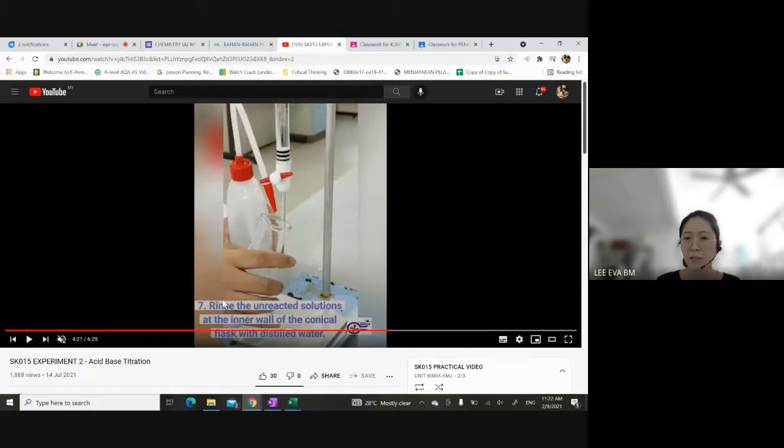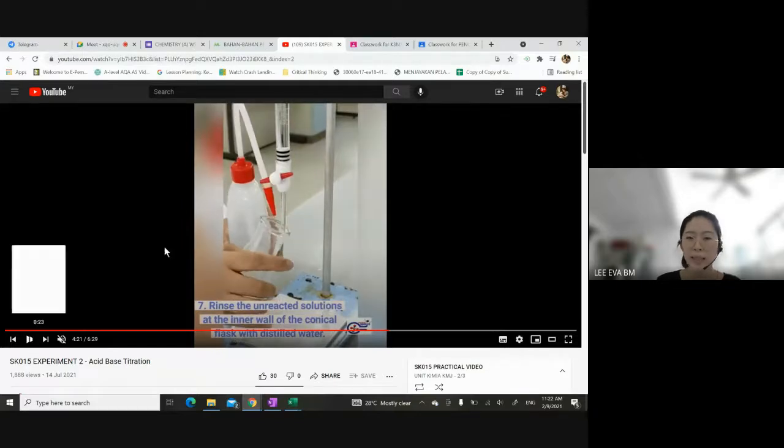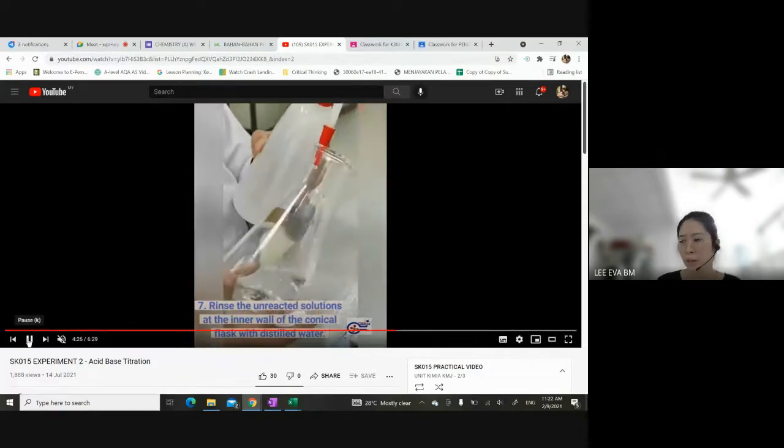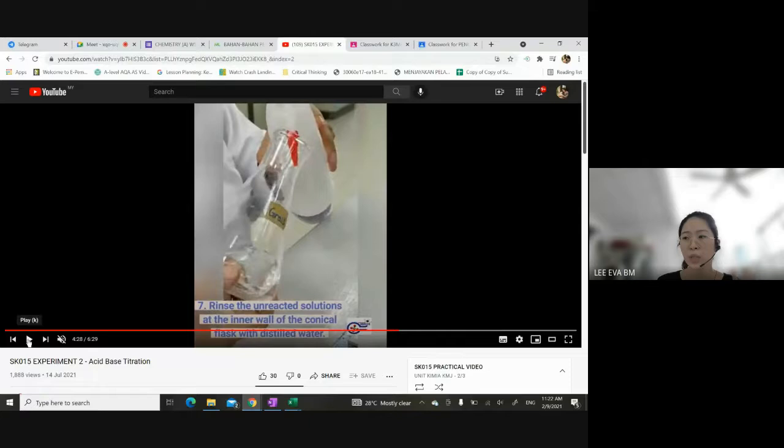So part ini, 7S, the step 7, rinse the unreacted solutions on the inner wall of the conical flask with distilled water. So, cara ini, walaupun kita tambah distilled water, dia tak akan effect. Okay, awak punya experiment, tak akan effect result. Okay, you need to remember this because when you add distilled water inside the solution over here, it does not affect the number of mol. Okay, it does not affect the number of mol. So, doesn't matter if you add the distilled water over here. Dia tak akan ubah result.